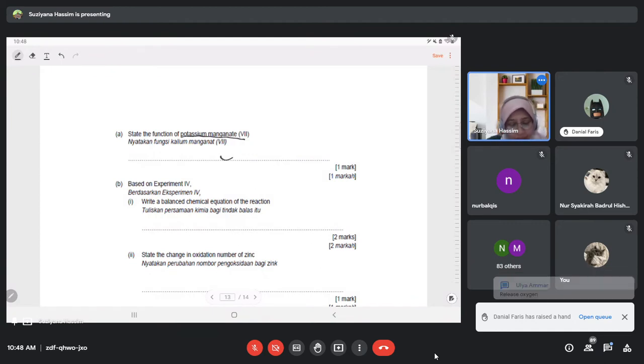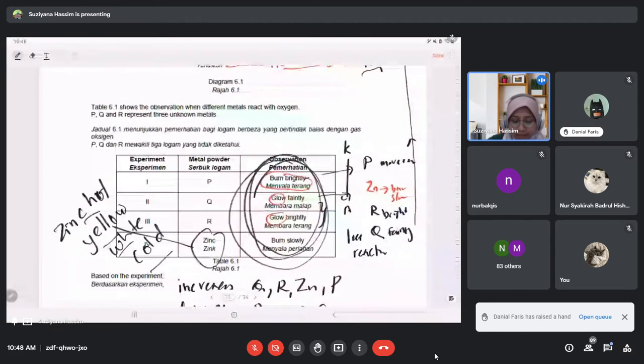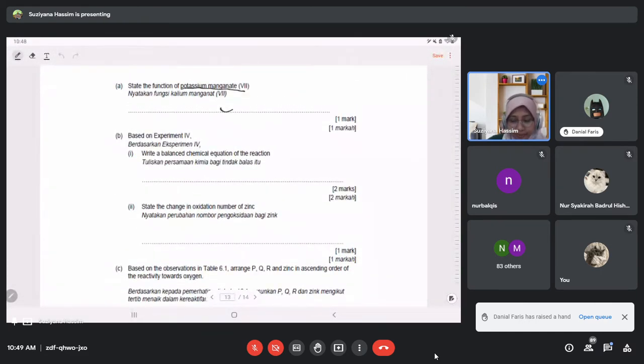Okay, next. Based on experiment 4, write a chemical equation for the reaction. Which one is 4, teacher? Go back. 4 is zinc. Alright, so zinc reacts with oxygen, and we produce zinc oxide. But this one is not balanced. You have 2 here, so here is 1. So what should you do? Zinc, you have 2, right? 1 times 2, 1 times 2. So you put 2 here.